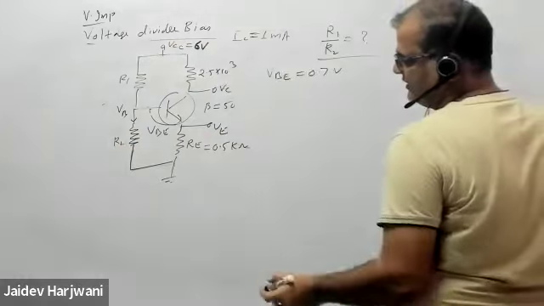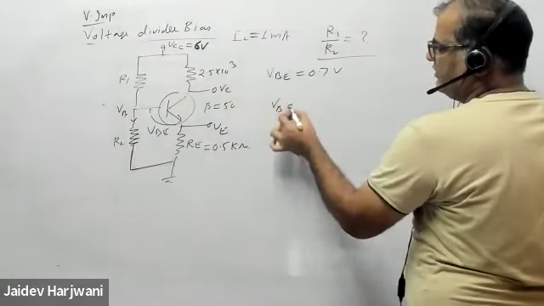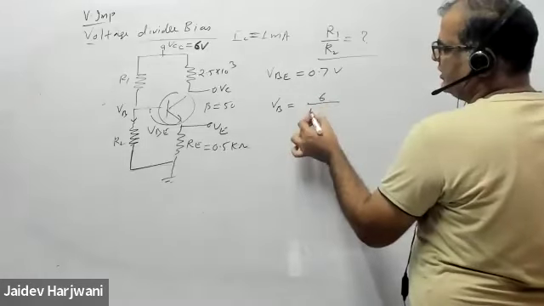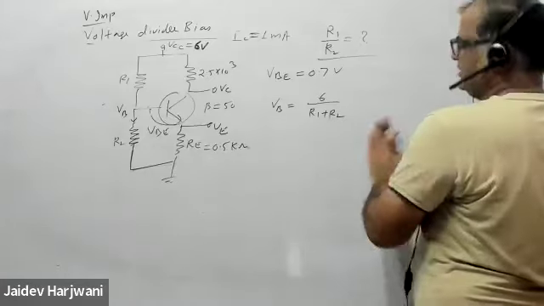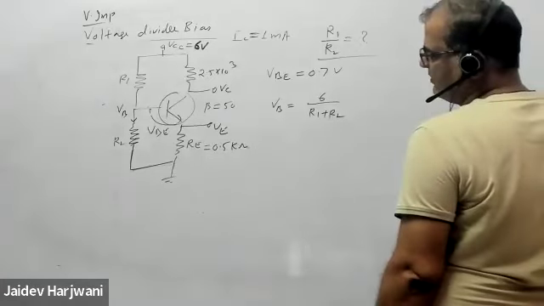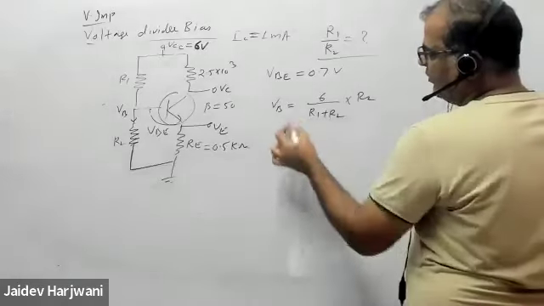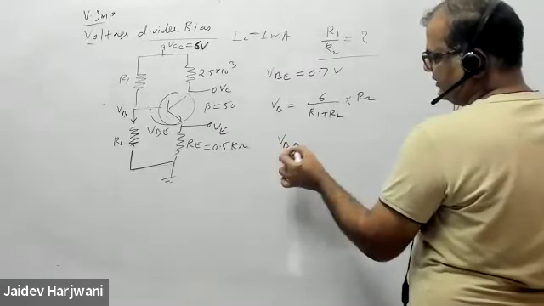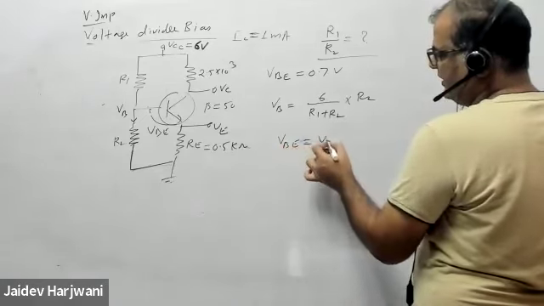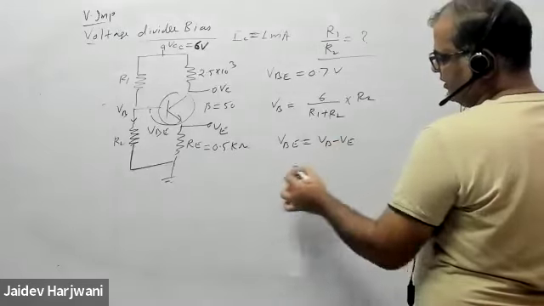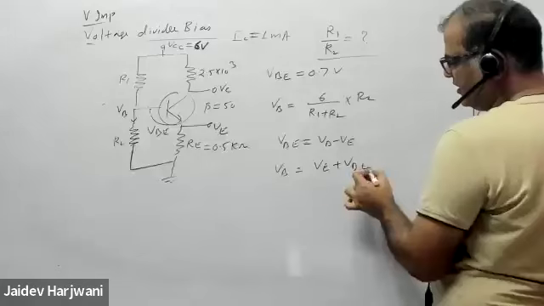First approximate method, use approximate method. What can you find? VB will be VCC 6 upon R1 plus R2, into R2. So VB is 6 upon R1 plus R2 into R2. And now VE, how can you find? VB is equal to VBE plus VE, so VB is equal to VE plus VBE.